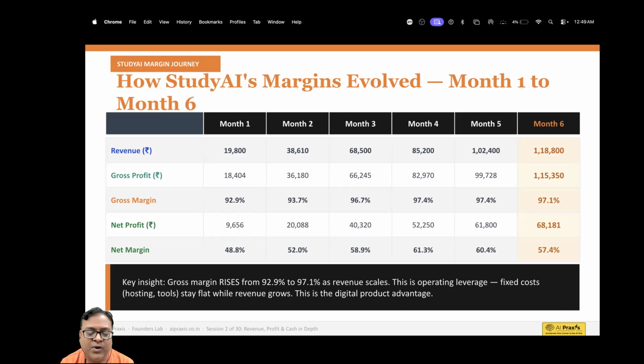Okay. So how does this happen? So gross margin rises from 92.9% to 97.1% because the revenue scaled. Okay. More downloads actually happened. This is the operating leverage. And this operating leverage, which is fixed costs, hosting tools, they stay flat. Right. So while the sales are increasing, the operating expenses are flat, there's no increase in that. Okay. This is the digital product advantage.